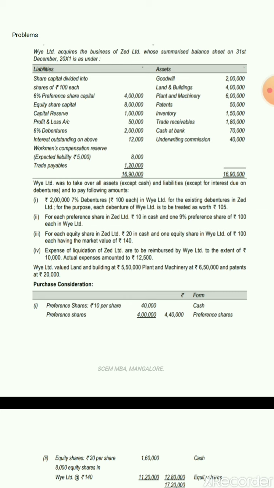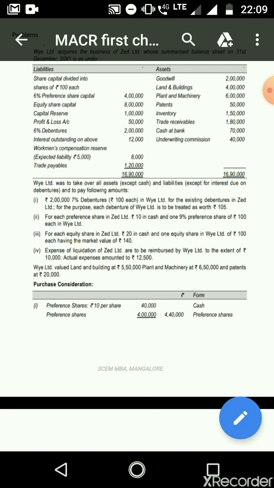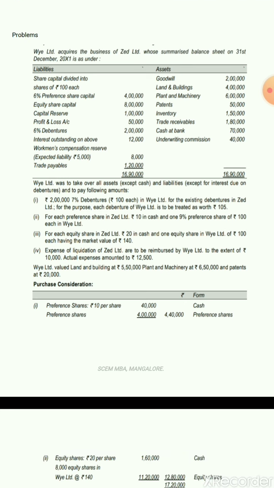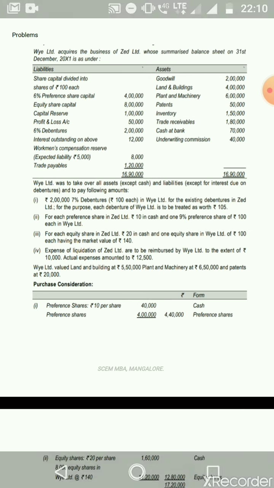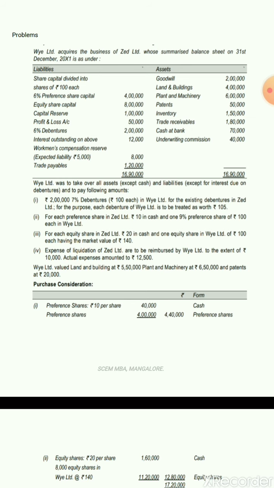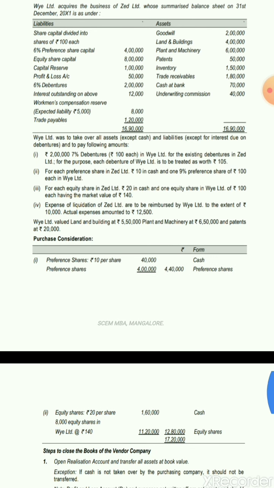Then on the asset side we have goodwill, land and buildings, plant and machinery, patents, inventory, trade receivables, cash at bank and underwriting commission. So, on the asset side we have all these things. Then we shall see the adjustments and try to understand what the adjustments would actually speak about.